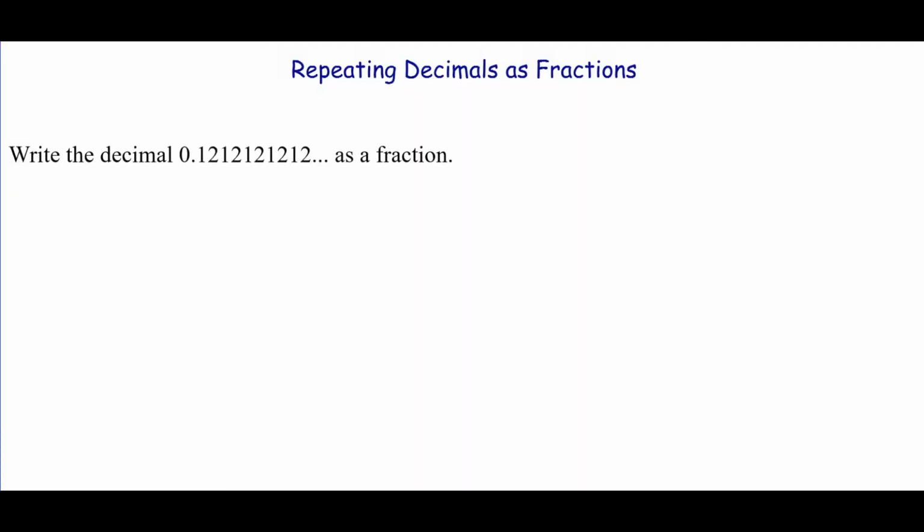In this video, we're going to look at repeating decimals written into fraction form using the concept of an infinite series. So in this question, we want to write this decimal 0.12 repeating as a fraction.